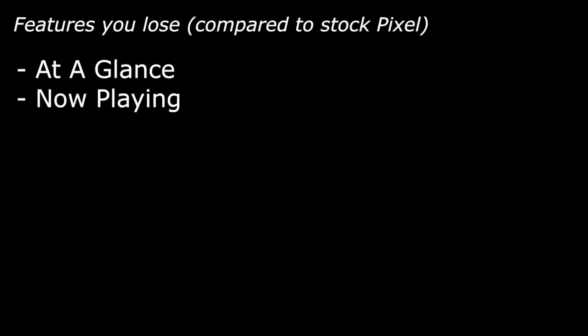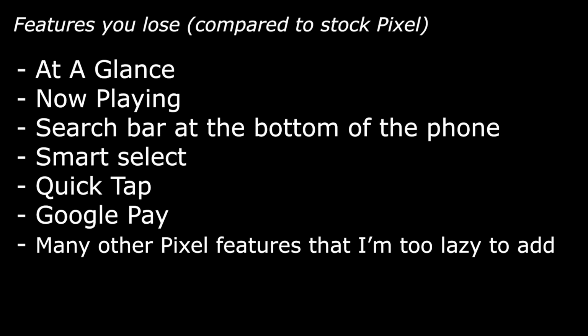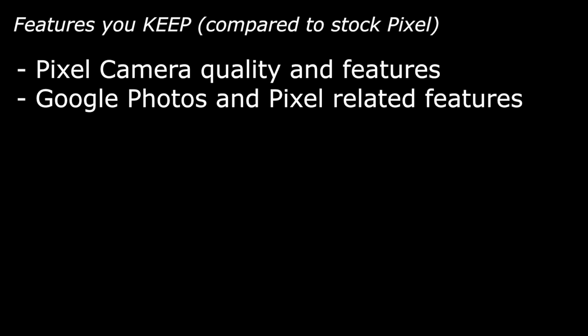In terms of drawbacks, you do lose features such as At a Glance, Now Playing, search bar, Smart Select, Quick Tap, Google Pay, and plenty of other features that are exclusive to Pixel. Though at the same time you do still get the Pixel camera and all of the features that the Pixel camera has and the quality. And you also get to use Google Photos, and you can still use things like Magic Erase. But you still do lose a lot of the features that are simply impossible to install on GrapheneOS.